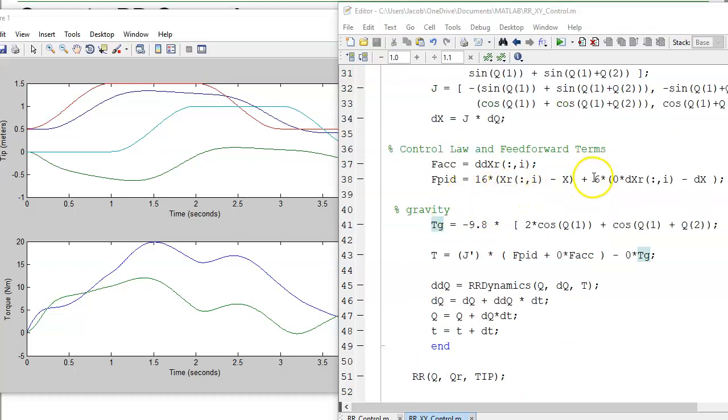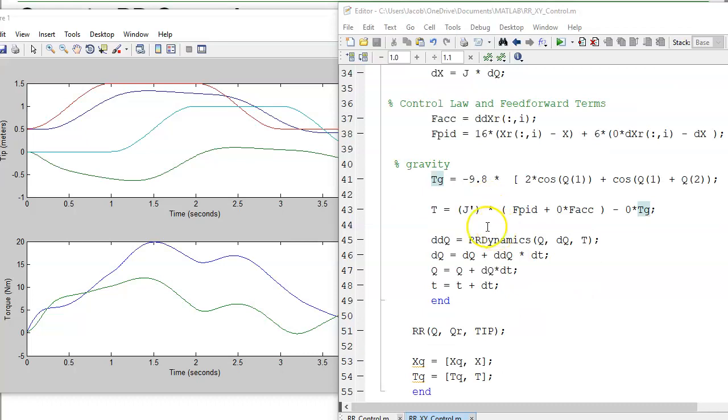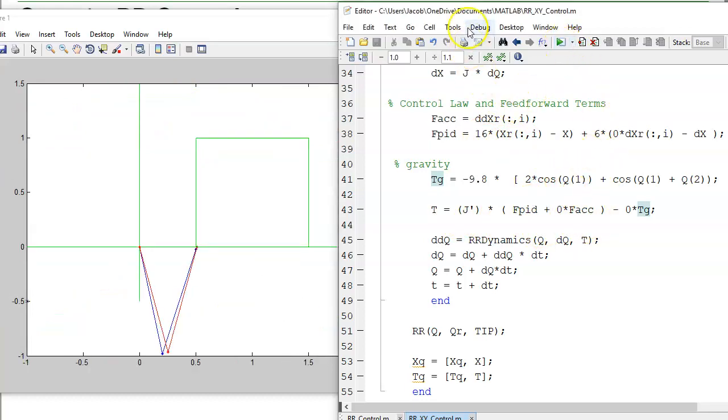Here I just used the PD control law of 16 and 6, again kind of arbitrary, where we want to put the poles. This shows off a little bit better because lower gains give you more error, and I can see what's happening. And then once I know the force, the torque is the Jacobian transposed times your PID gains. And these other terms will be added in one at a time.